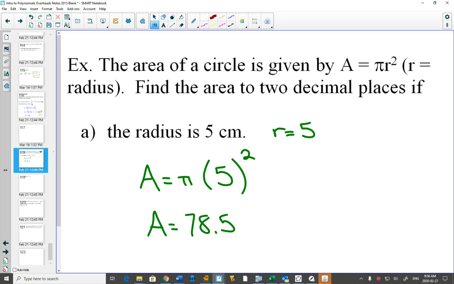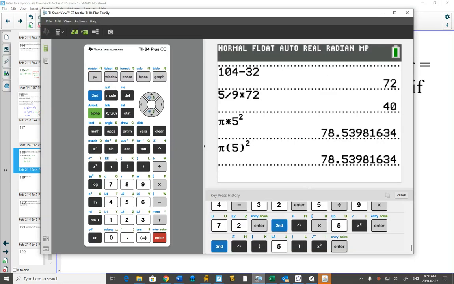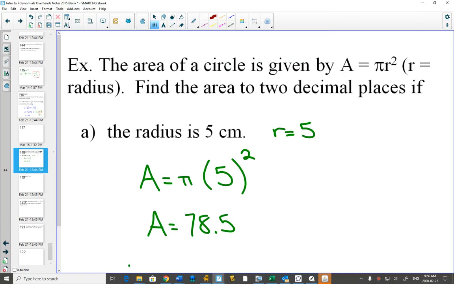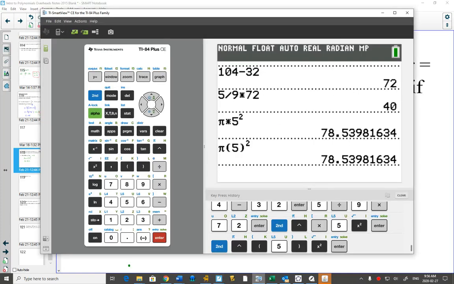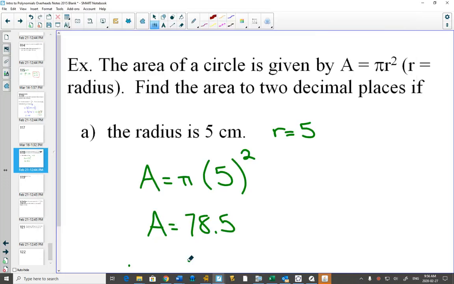It says to 2 decimal places. I only have 1 decimal place. Hey, what am I going to write for my second decimal place? I'm going to write a 4 because I look at the third one. I'm going to have to round up, 25.4. And since the radius is 5 centimeters, what's going to be my unit for area? Centimeters squared. Perfect. Oh, you guys remember some stuff from first semester? That is awesome.